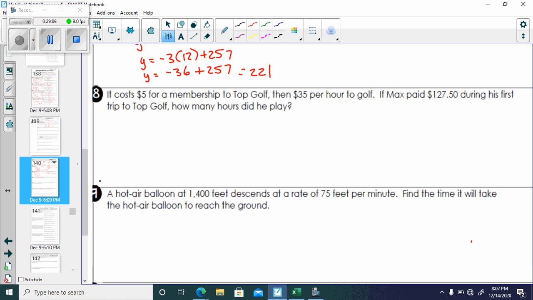And number 8. It costs $5 for a membership to Topgolf, then $35 per hour. There's your per, that's your rate. If Max paid $127.50 during his first trip, how many hours did he play? So let's write our linear equation. Y is equal to mx plus b. Where did we begin? $5.